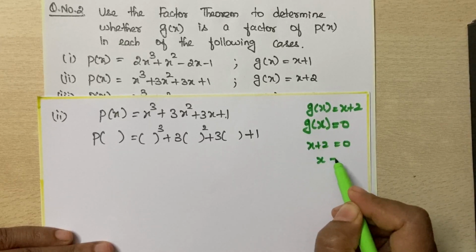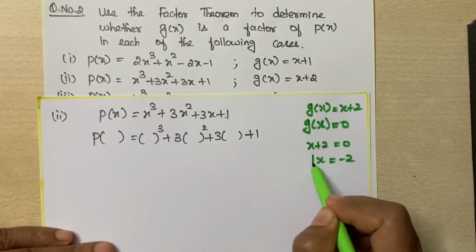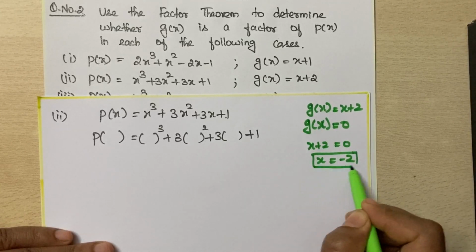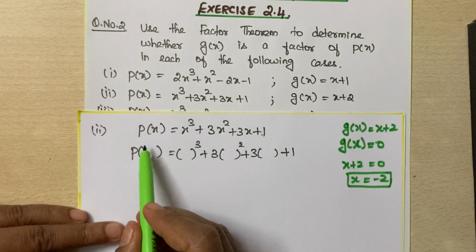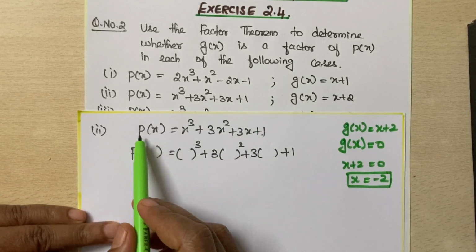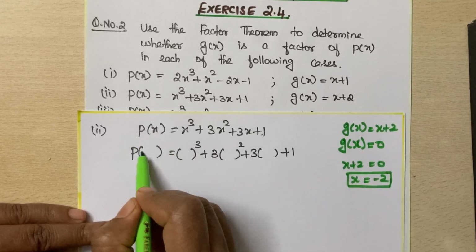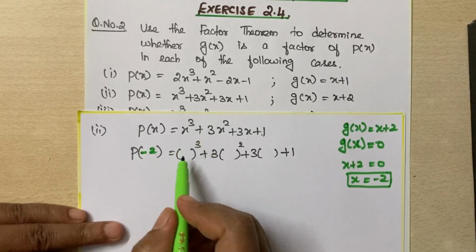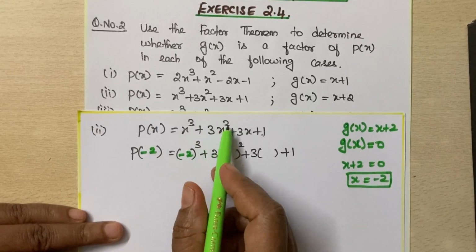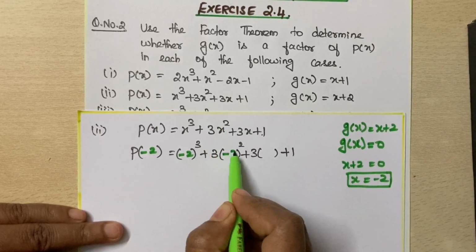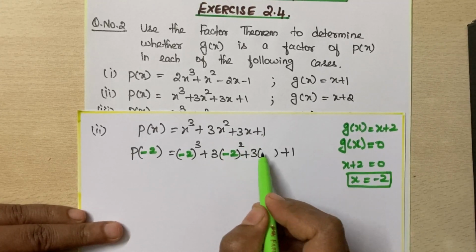Now we need to transpose the x value to the other side. Plus 2 becomes minus 2 here. This is the x value. Now this x value we are going to substitute in the polynomial p of x. Now it becomes minus 2. x cube, that is minus 2 cube, plus 3 into x square, that is minus 2 square, plus 3 into x value. What is the x value?